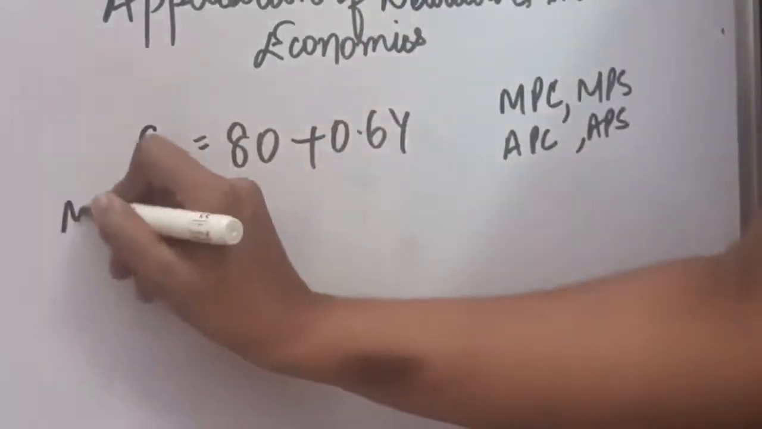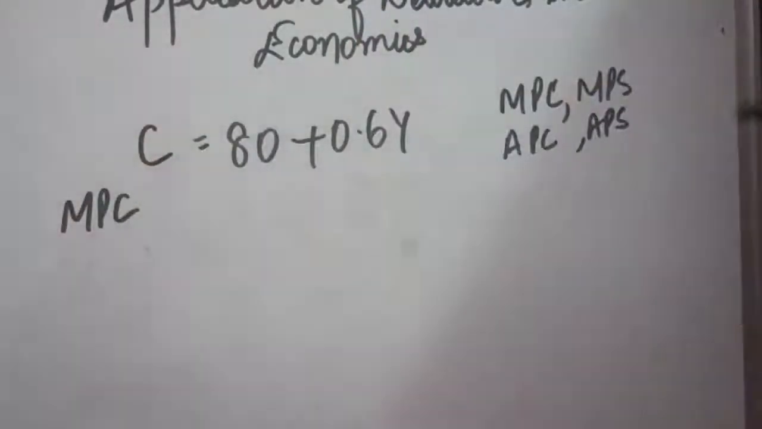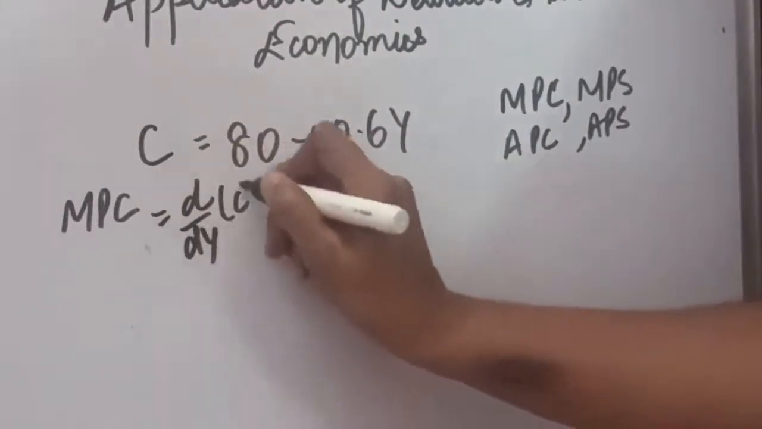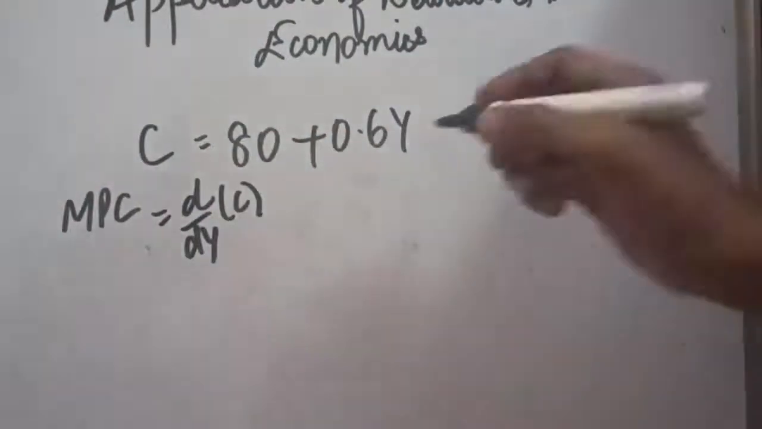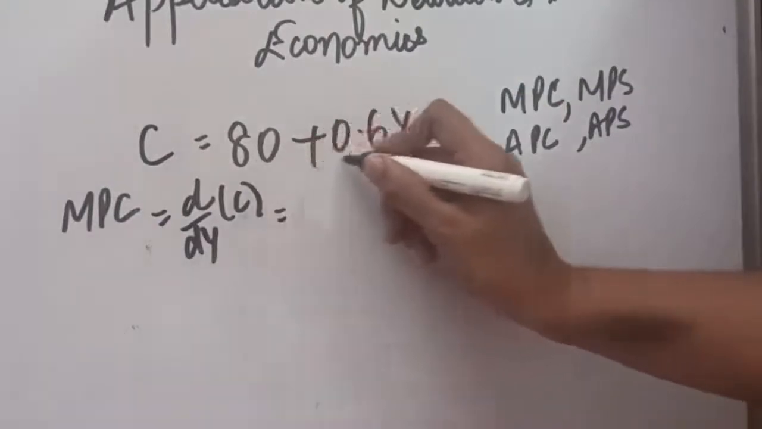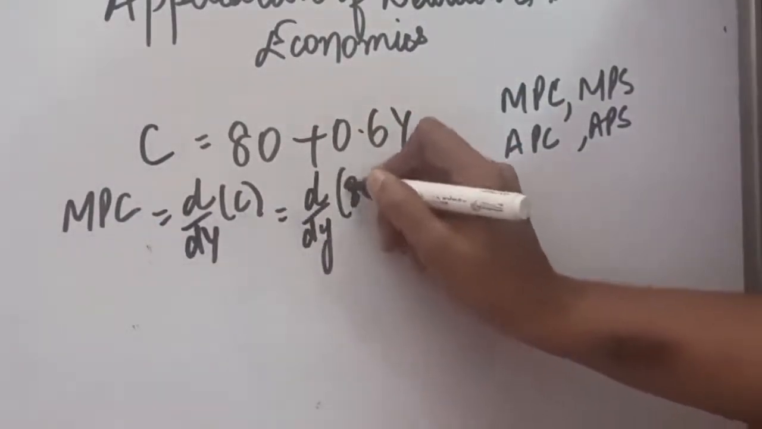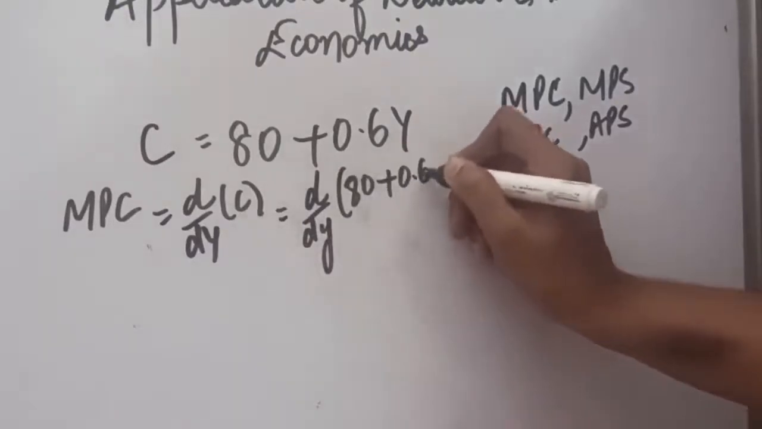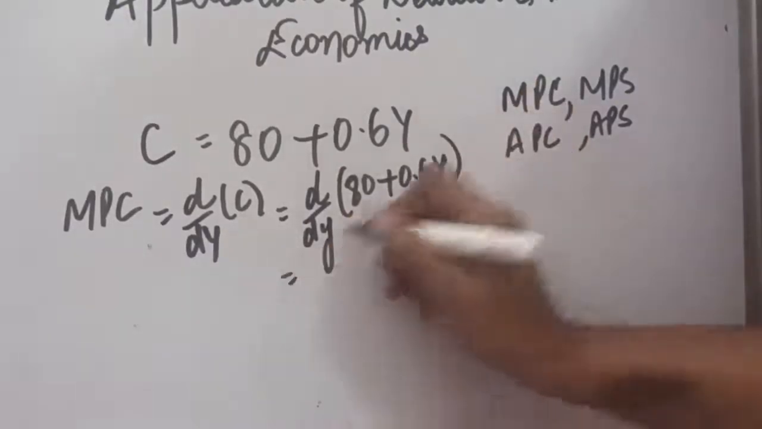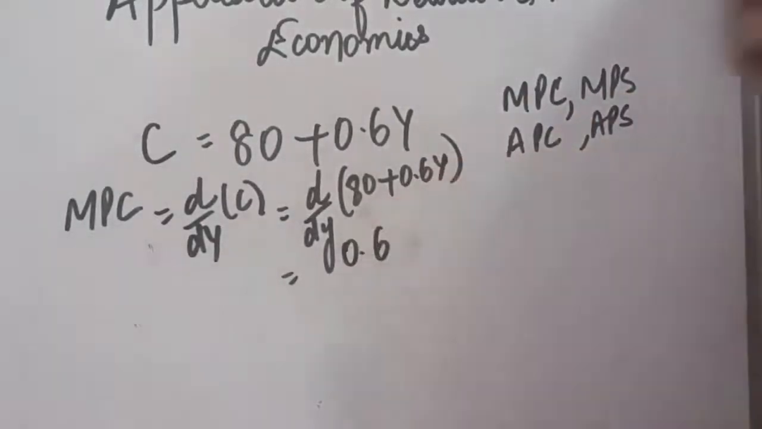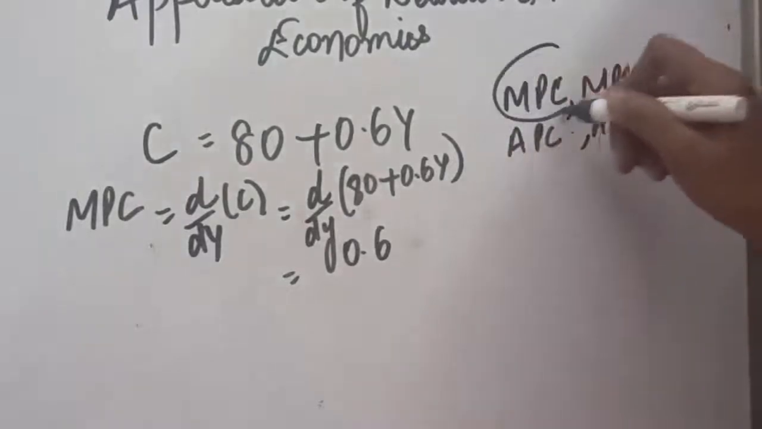So first of all, the formula for MPC, that is marginal propensity to consume, is d upon dy of consumption. Consumption is this, so we will take its derivative: 80 plus 0.6y. The derivative of 80 will be 0, and the derivative of 0.6y is 0.6. So this is our MPC.